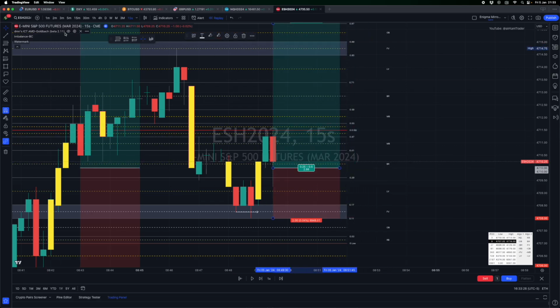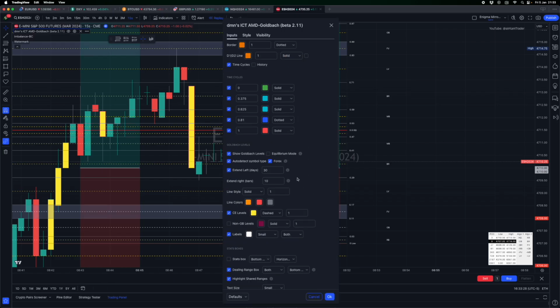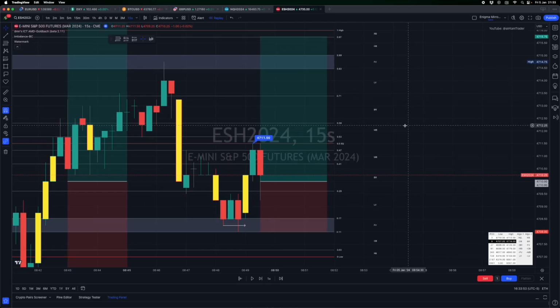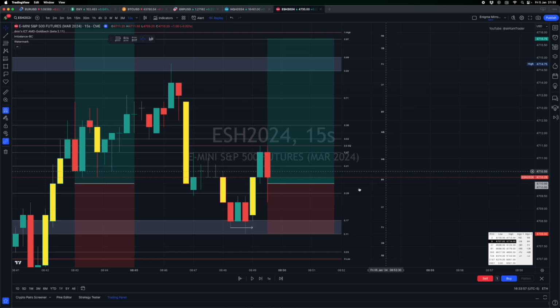Let's take the CEs off. Let's take off the consequent encroachments, just so it's easy to see. This is equilibrium. You see? Is what Cam is showing you now evidence that price action is sensitive to the GB levels? That's the question you need to ask yourselves.